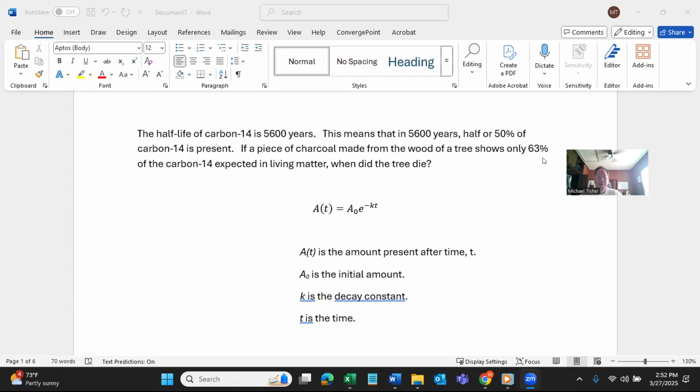If a piece of charcoal made from the wood of a tree shows only 63% of the carbon-14 expected in living matter, when did the tree die?